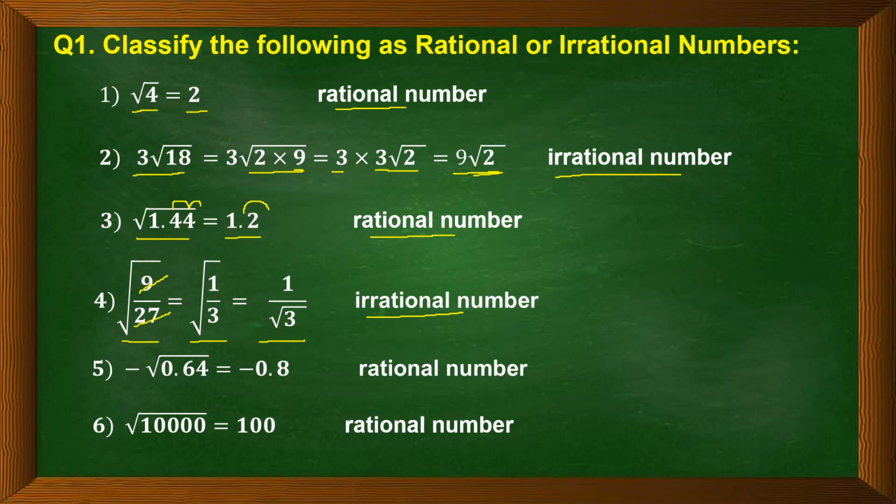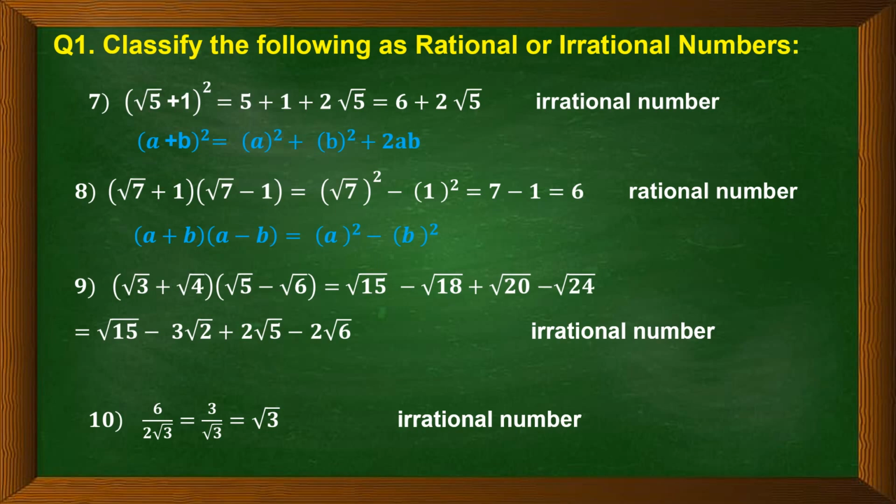Now fifth part is minus square root of 0.64. Now 64 is a square number of 8. So we will write minus as it is, and since there are two decimal places, we will have one decimal place in the square root number. So we will get minus 0.8, which is a rational number. Now root of 10,000 is 100. So it is also a rational number, right?